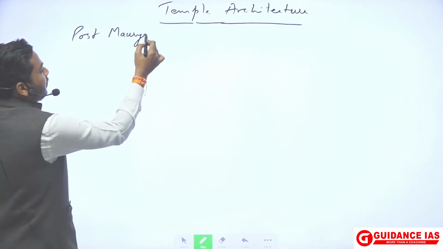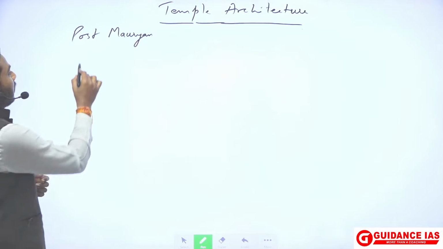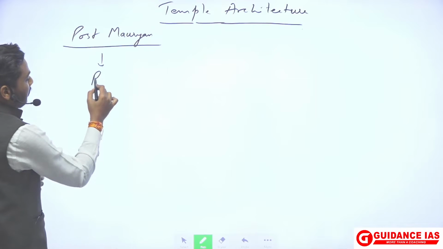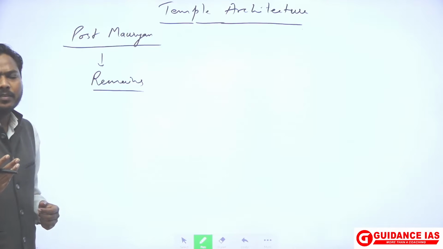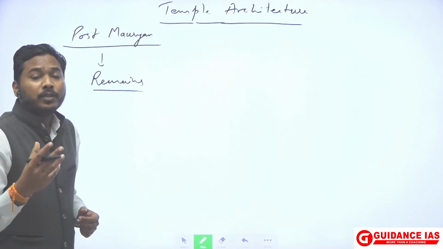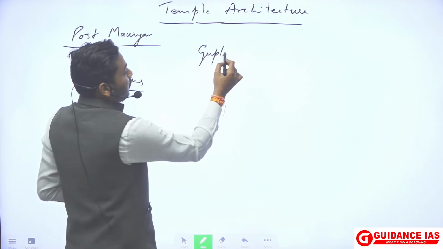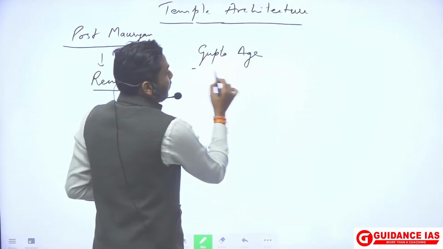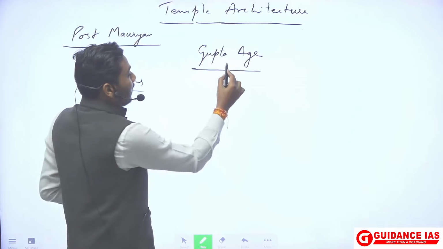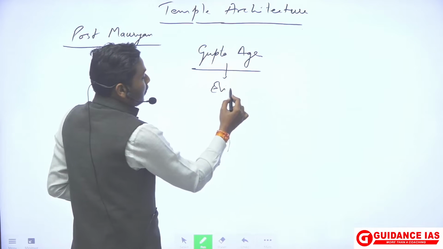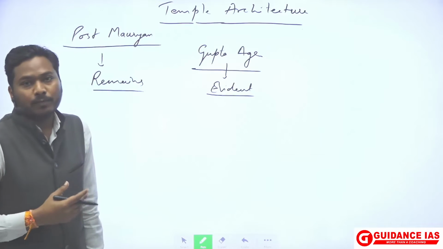Now, in terms of history, when we talk about temple architecture, temple construction started way back in the post-Mauryan phase. However, the remains are not available to us. There are very few remains available to us when it comes to the Mauryan phase. However, from the Gupta phase, or the Gupta age, the temple architecture of the Gupta era was clearly evident. We have found temple remains from the Gupta age.